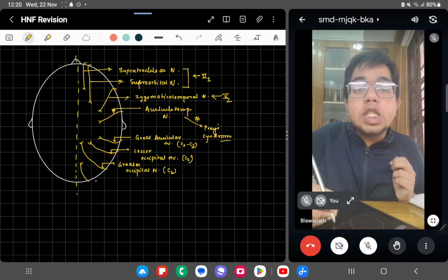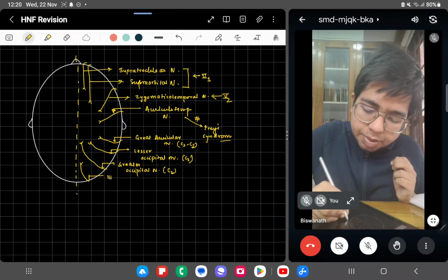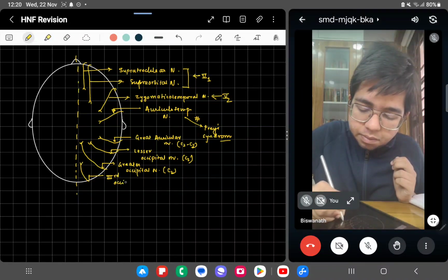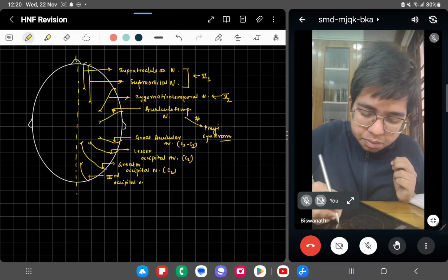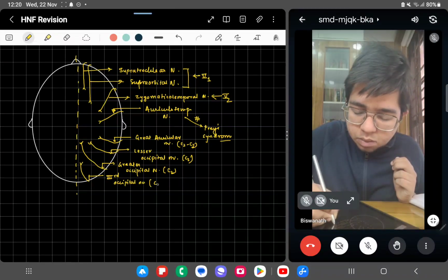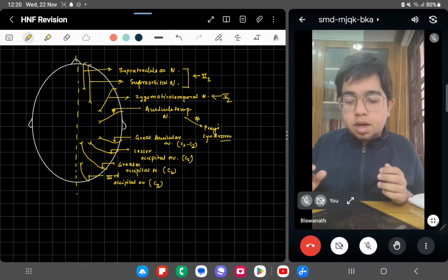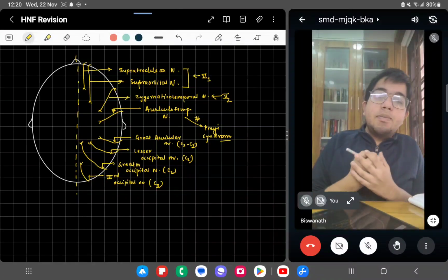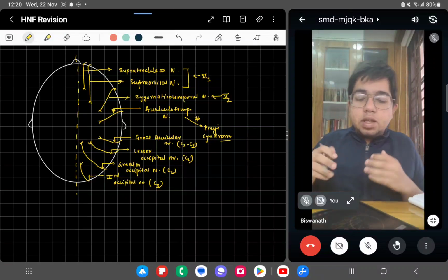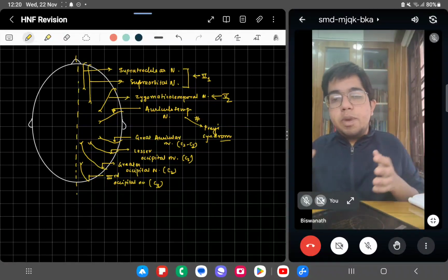Root value is again C2, and then your third occipital nerve, and root value is C3. So that completes the nerve supply of the scalp. Let's discuss the blood supply of the scalp then. After completing the nerve supply, let's go to the blood supply of the scalp.